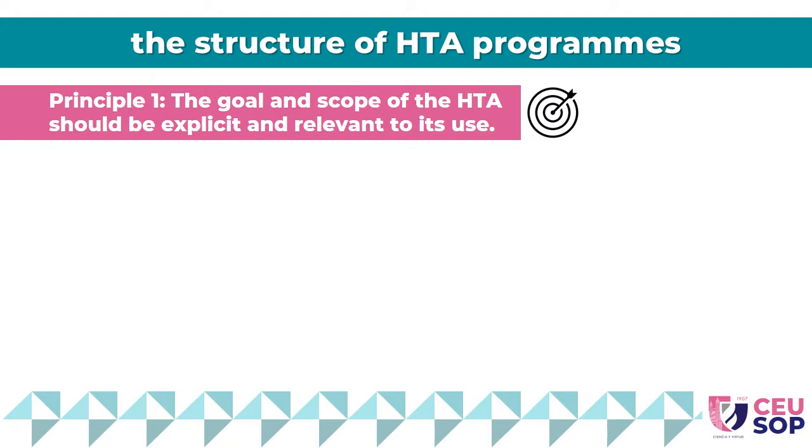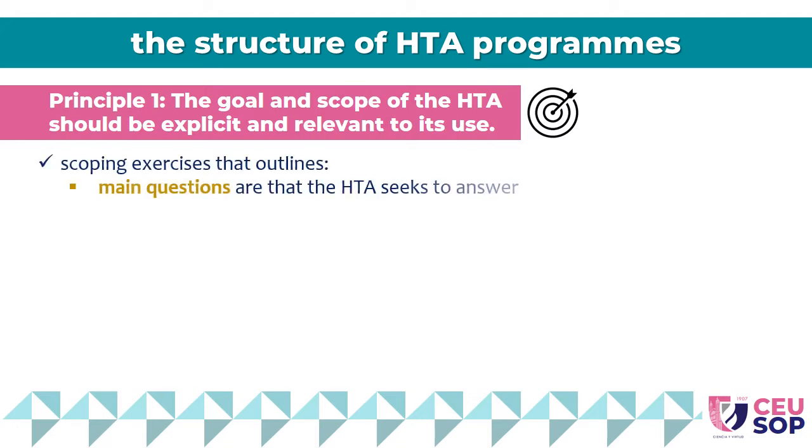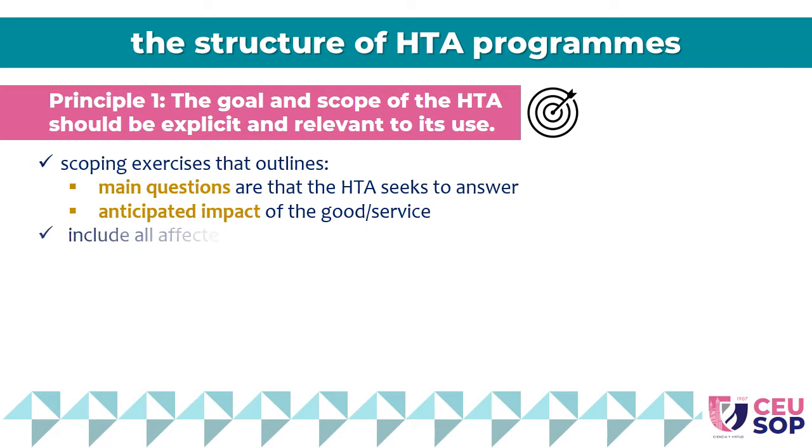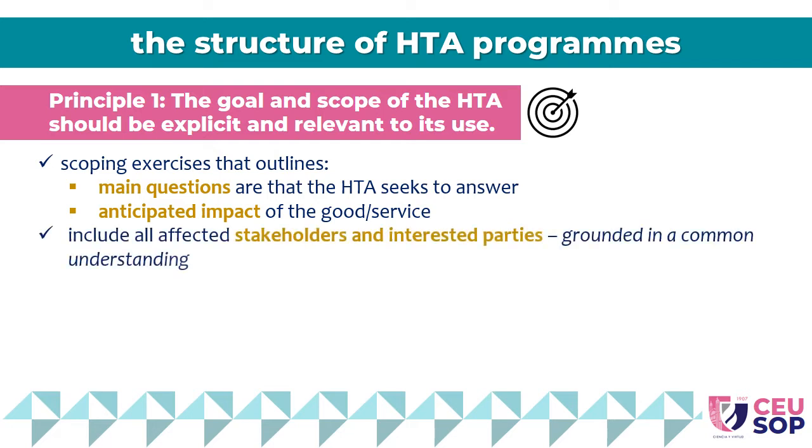In short, any HTA should start with a scoping exercise that outlines both what the main questions are that the HTA seeks to answer, and the anticipated impact of the good or service being assessed. This process should include all affected stakeholders and interested parties, so that the HTA is grounded in a common understanding about the overarching aim of the HTA, and to ensure that all relevant evidence sources have been identified.